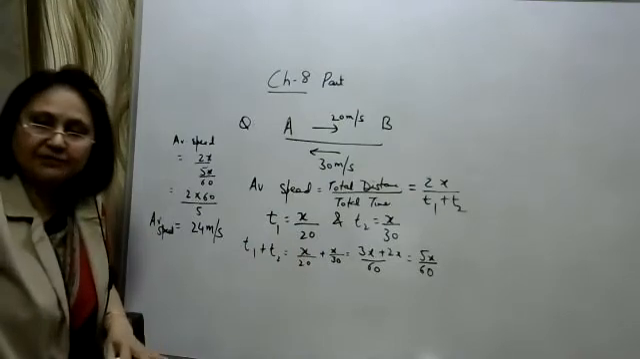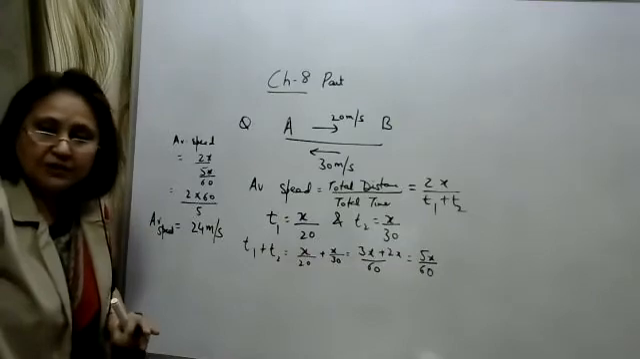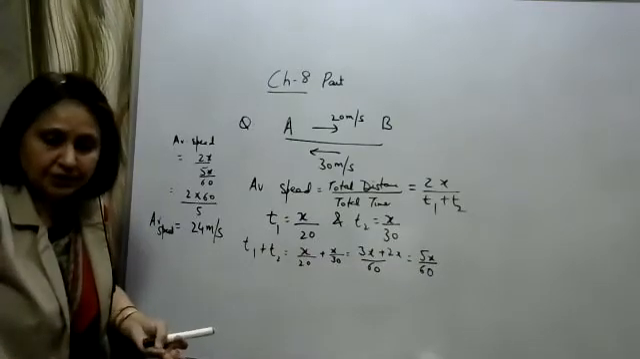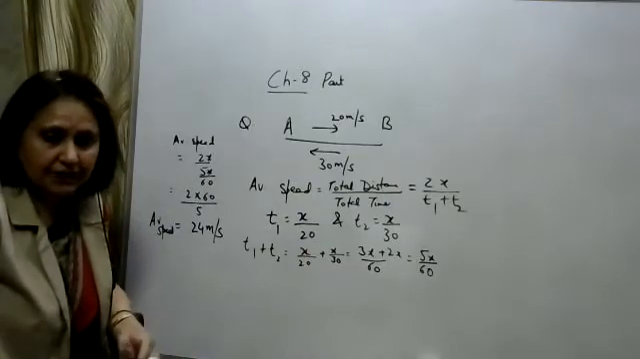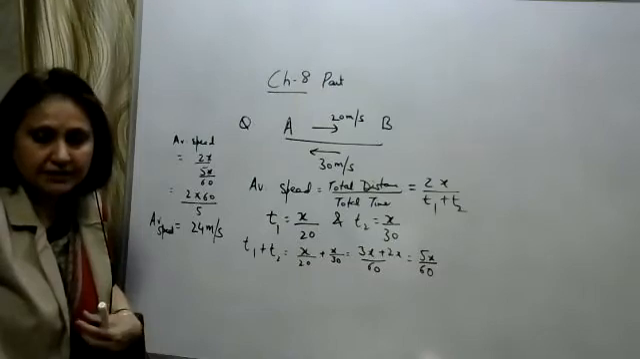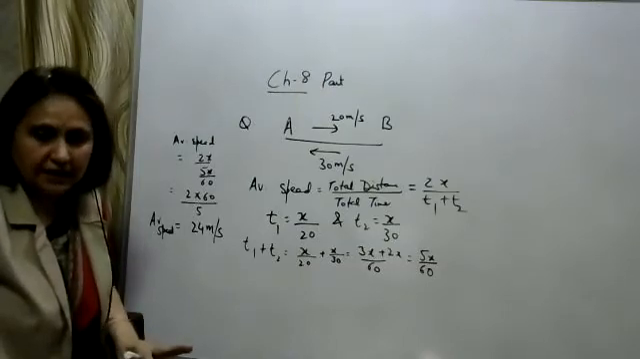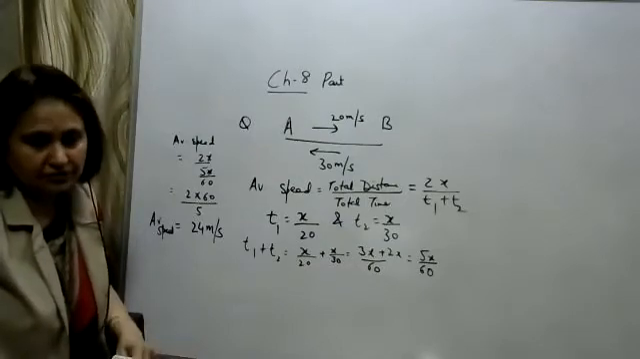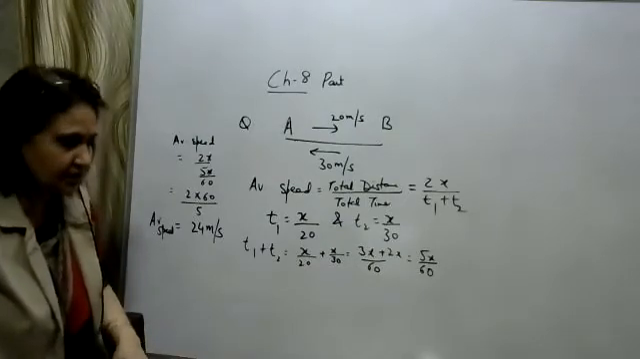Speed we have completed till now. How many physical quantities have we studied? Distance, displacement, speed. Speed is defined as distance traveled per unit time. Its SI unit is meter per second, and it is a scalar quantity. Scalar quantity means it has no direction.